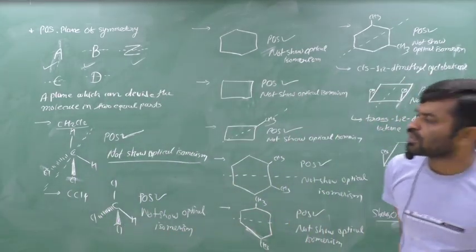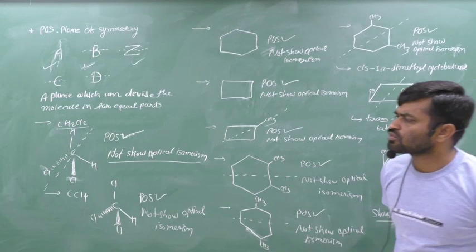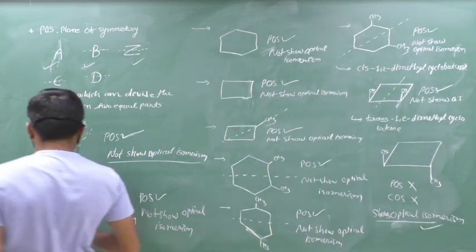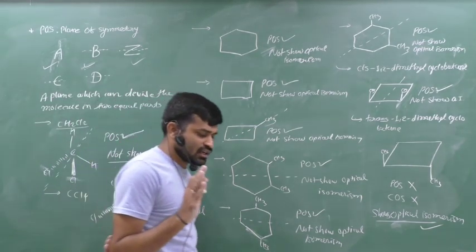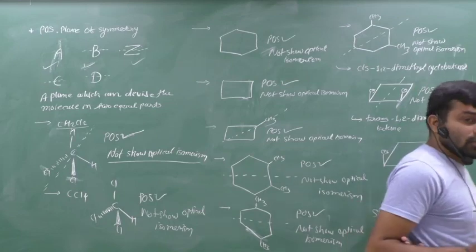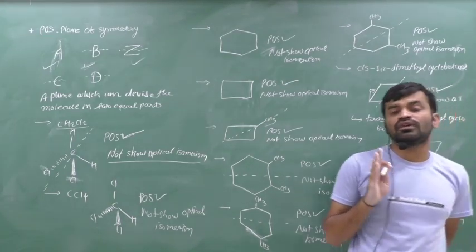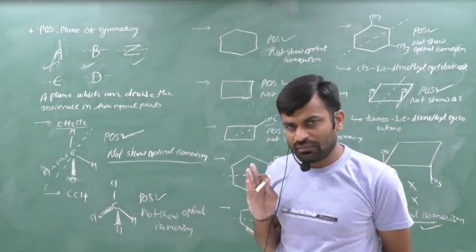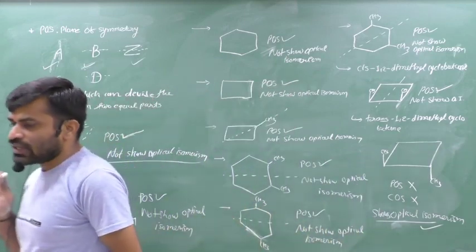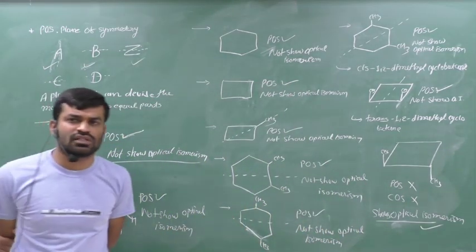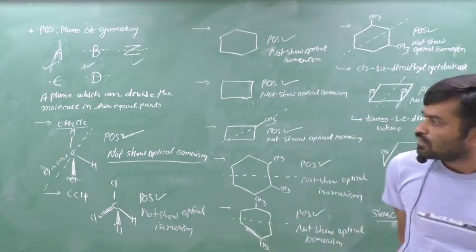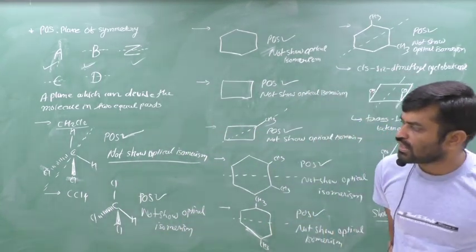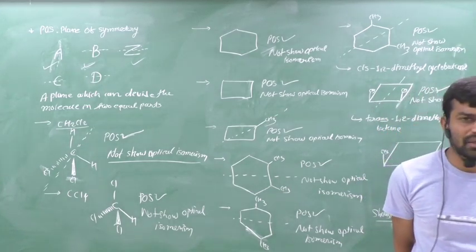And we can think with respect to the chiral carbon. Therefore, it also does not show optical isomerism, because this carbon is not chiral. First, we think about chiral carbon. If a compound has more than one chiral carbon, then we check the symmetry. If a molecule has only one chiral carbon, there is generally no need to check the symmetry. But if a molecule has more than one chiral carbon, then we check the symmetry. Clear?